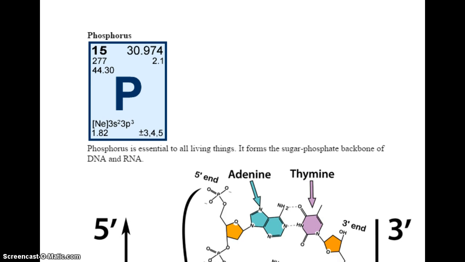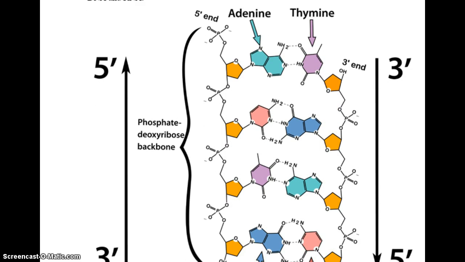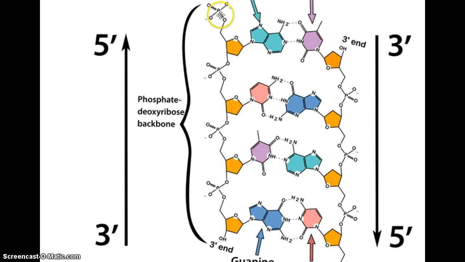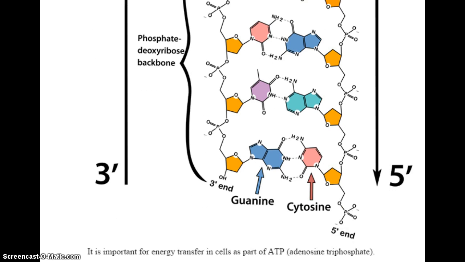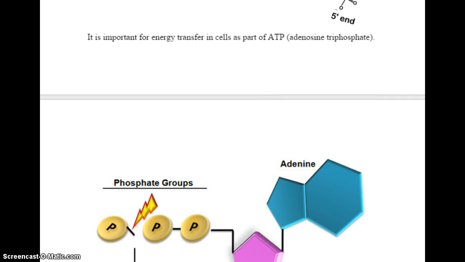Next one is phosphorus. And phosphorus forms the sugar phosphate backbone of DNA and RNA. So you can see here the phosphate groups on each of the strands of DNA here. So yeah, it's pretty important.